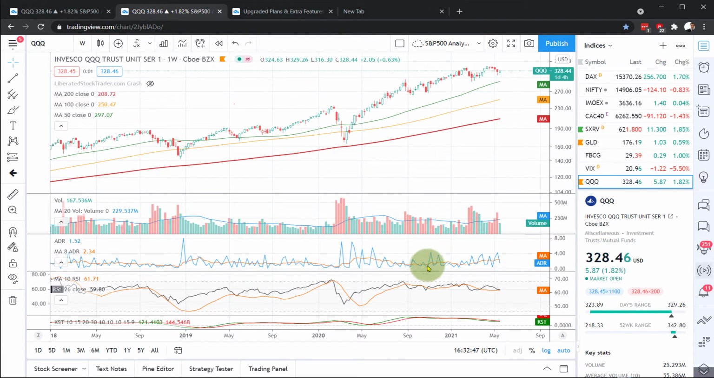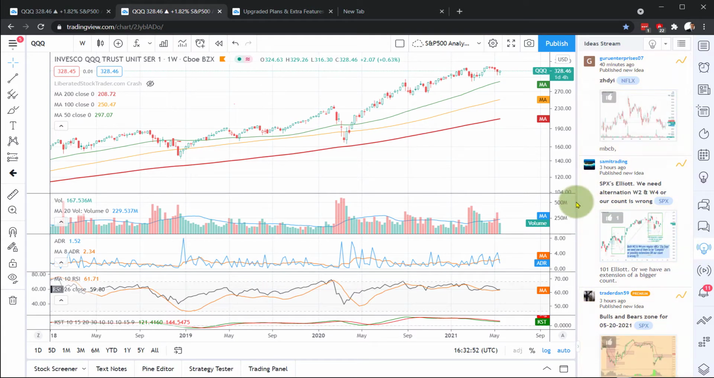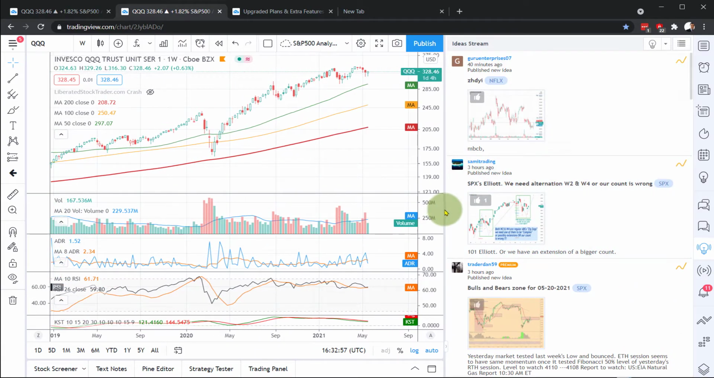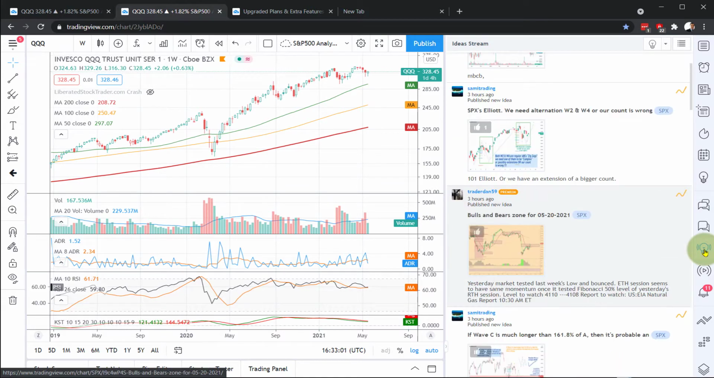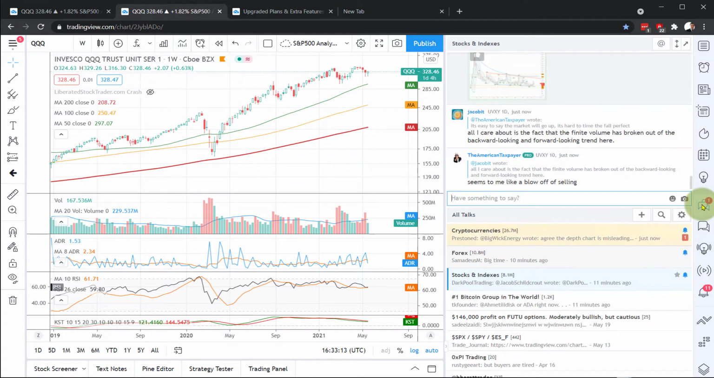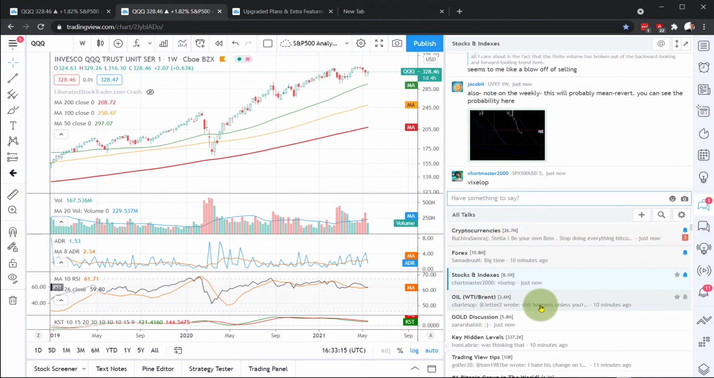I've shown you the social aspect, and let's have a quick recap on the social. So if I was feeling uninspired and wanted to get some input from other users in the community, I can take a look at the ideas stream over here, and I can see people's comments on different indexes, stocks, cryptos, etc. I can also message with other people, and you can see here that I get messages, and we can see in stocks and index what the discussions are going.